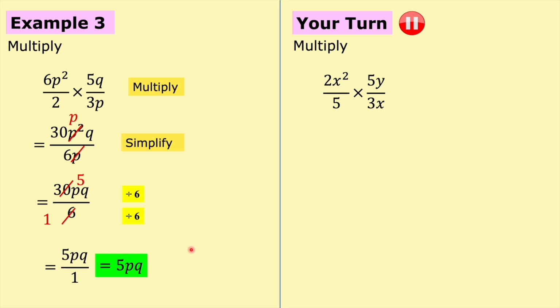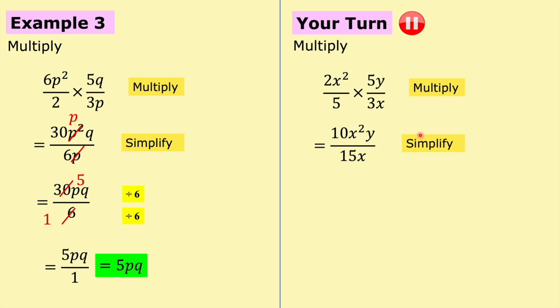Okay, so let's go over the answer for this one. So we're going to multiply first, so multiplying our numerators together, then multiplying our denominators. So multiplying our numerators, 2 times 5 is 10, then we've got x squared and y, that's where we get 10x squared y from. And then 5 times 3x gives us 15x.